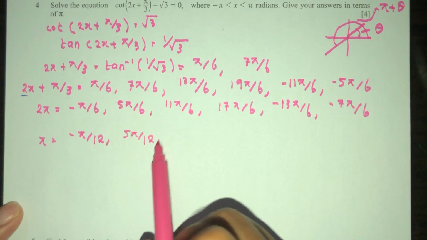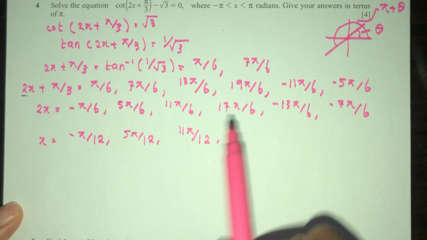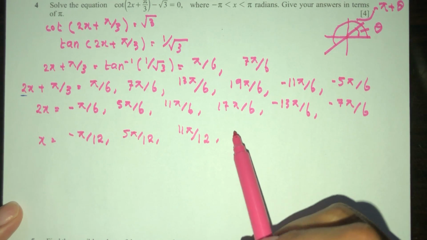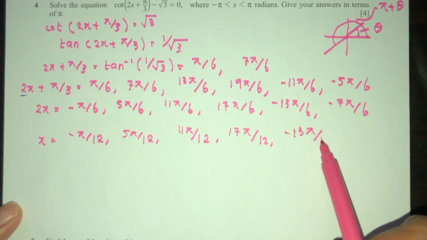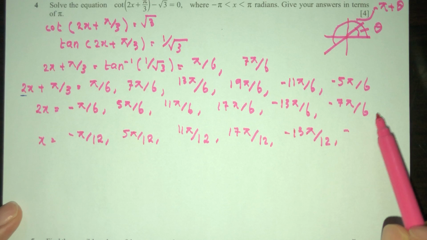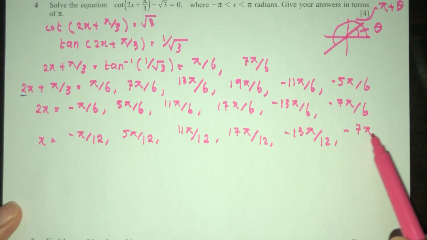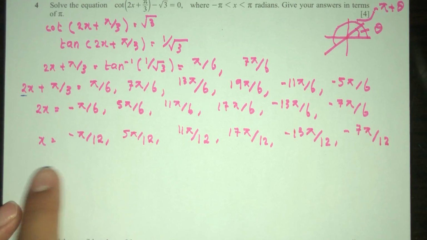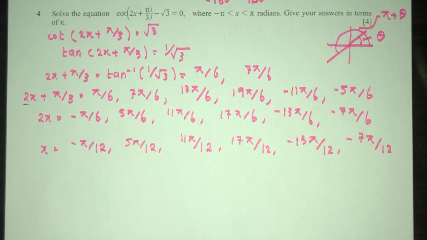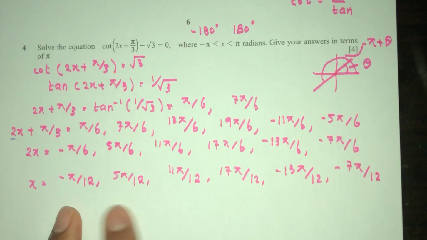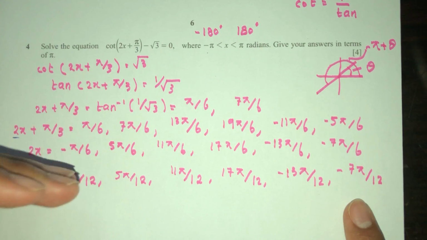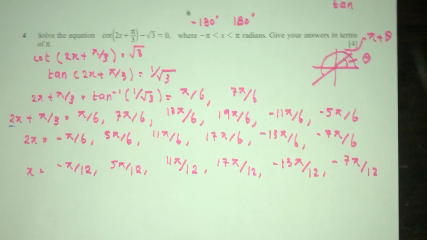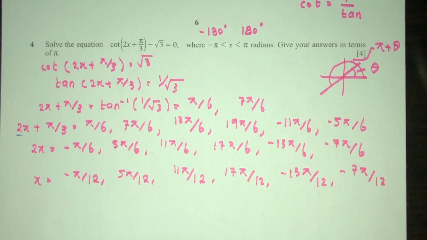5 pi over 12, 11 pi over 12, and what else? Here we have 17 pi over 12 and minus 13 pi over 12, and here we have minus 7 pi over 12. So these are the possible values of x that we have at the moment. Now what we need to do is also to confirm if these values are actually found inside this domain. Again, you can see this was done step by step. As you can see, how do we reach here? Now we have to check, are these values inside this domain or not?